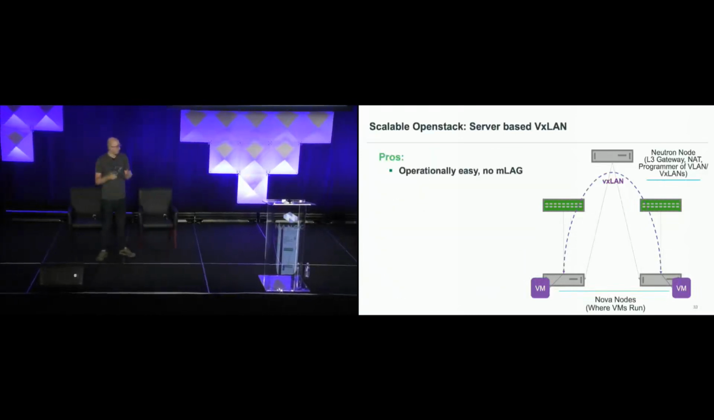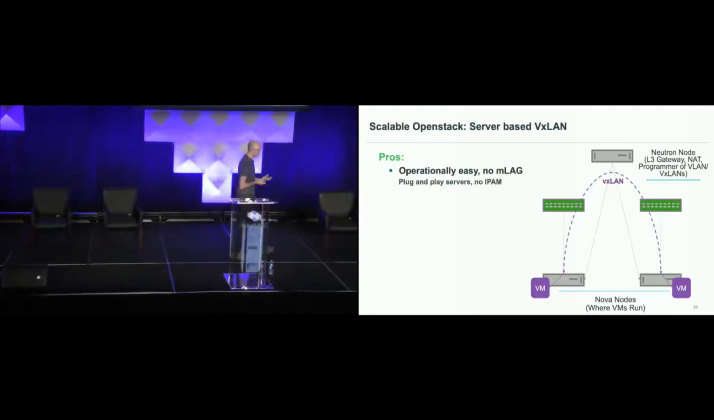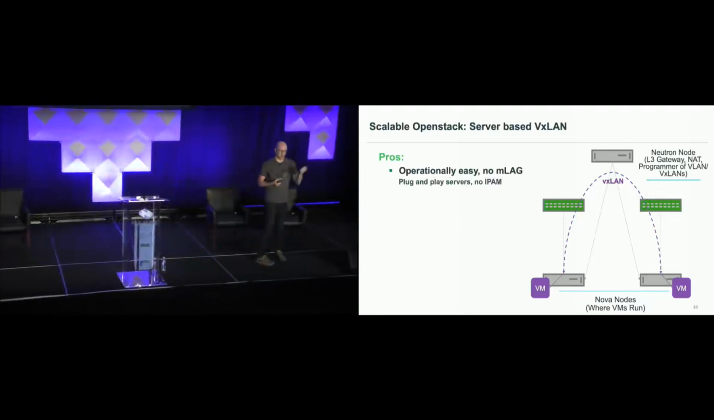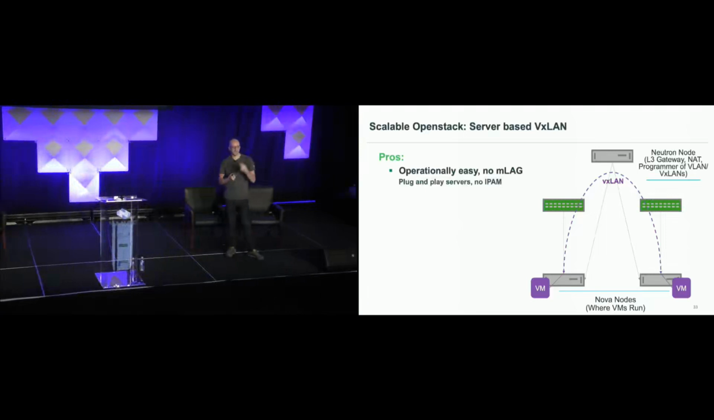Pros, it's super operationally easy. I never have to look at MLAG or VPC ever again. I get super highly redundant, highly scalable network design. If I'm using free-range routing, I can actually use something called BGP unnumbered, so I can plug and play my servers. They all peer over IPv6 link locals and exchange v4 and v6 routes. So I don't have to assign an IP to every single interface on every single link, because that is awful. And so I can actually just plug a server in, and it'll automatically become peers. I don't have to do a bunch of IPAM.